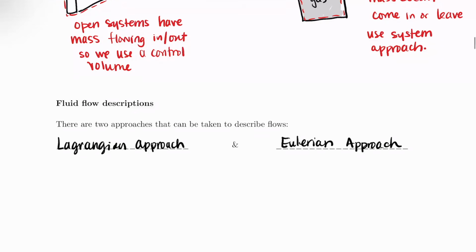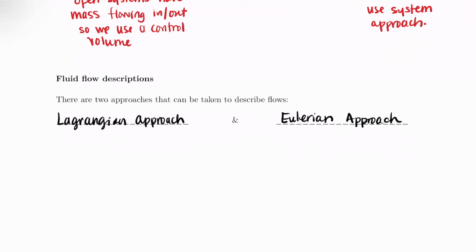Okay, so the Lagrangian approach is the following. We are going to follow individual particles as if they're little solid bodies, kind of. And when we do that, that means that we're going to track all of the information that we have about that little fluid particle, like position, velocity, acceleration, forces on it, all of that good stuff.